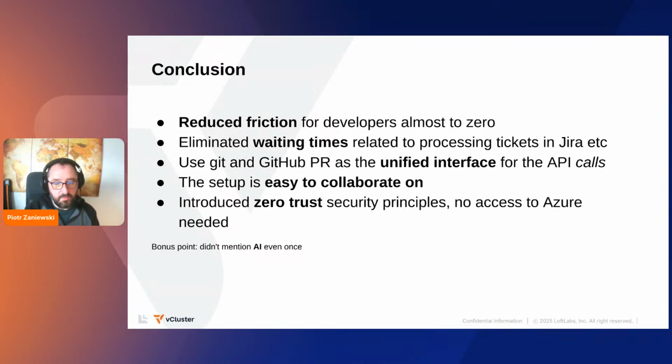And one of my favorite benefits is that we introduced zero trust security principles. So none of our developers had to have access to Azure. I only showed you Azure because I wanted you to see the resources being created. But as a developer, I had just consumed the app. I didn't even need to know in which resource group or in which region my test services are deployed. So we've eliminated a huge chunk of potential security concerns and lowered the blast radius. And the bonus point, we didn't mention AI even once, which is super cool.